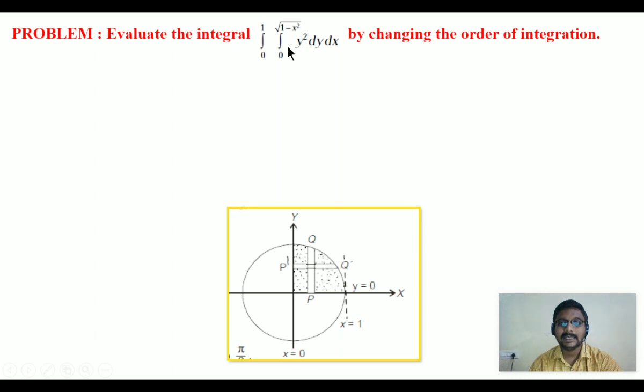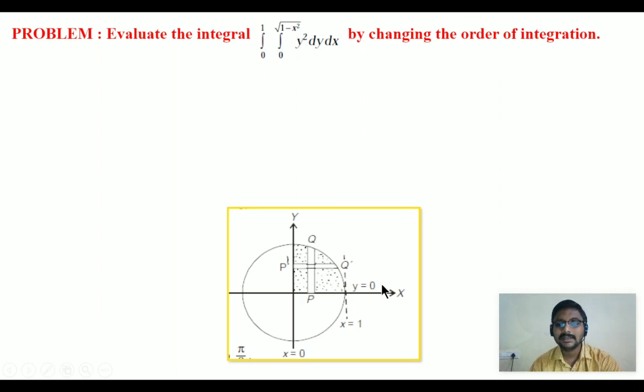These are the inner integral limits related to y, because the y limits are in terms of x, and the outer integral limits are x limits, that is x limits are 0 to 1. So here y varies as 0 to root of 1 minus x square, that is y equal to 0, y equal to root of 1 minus x square.